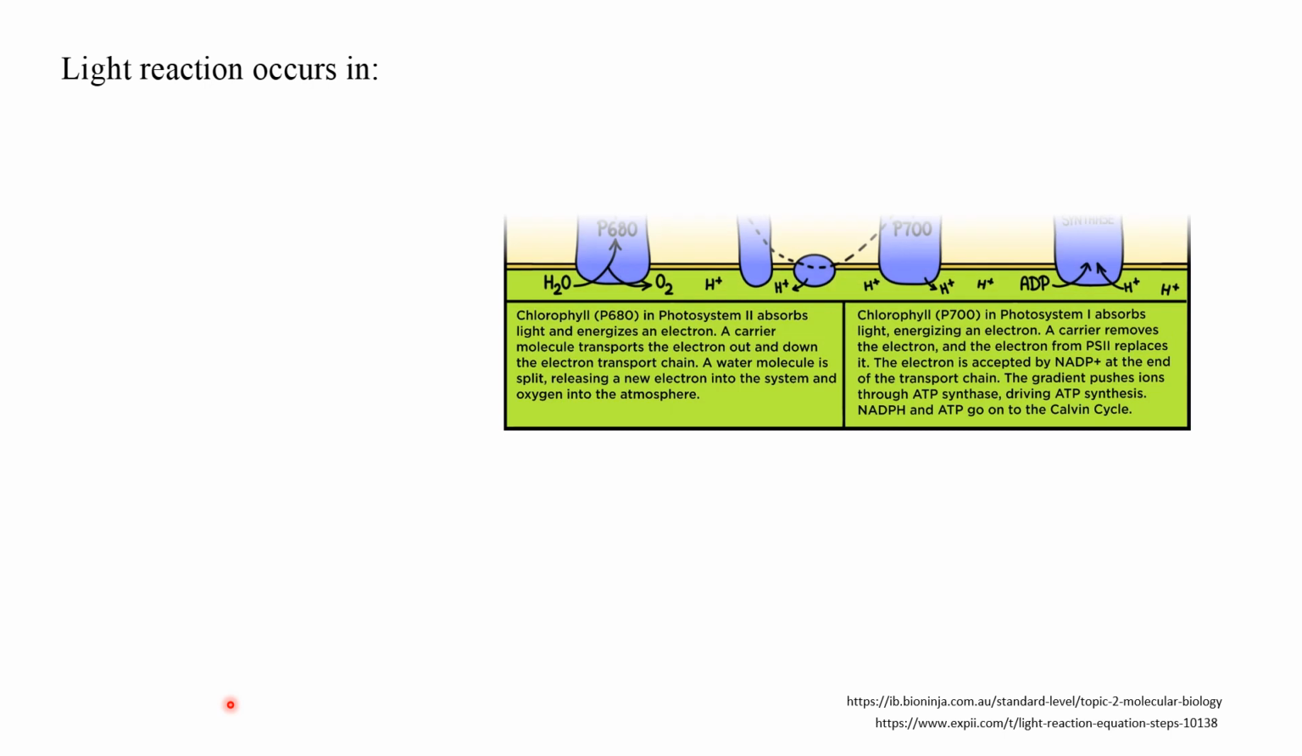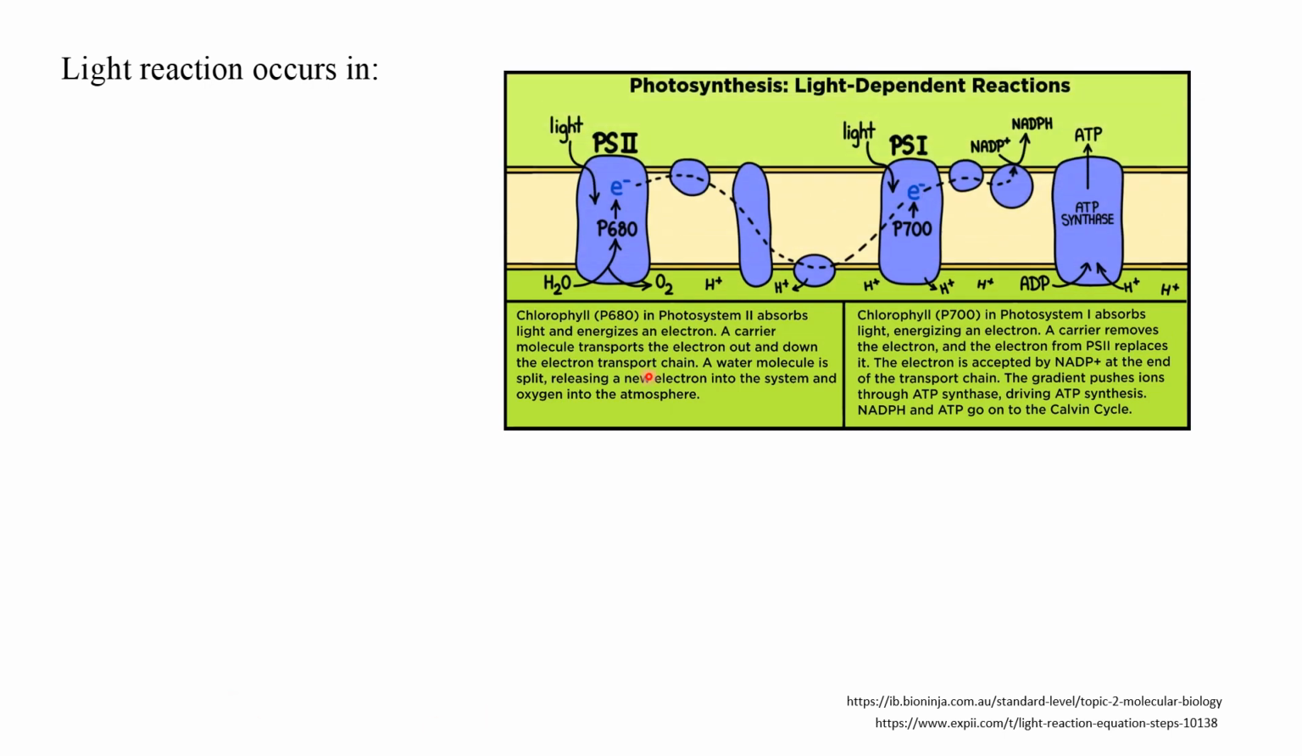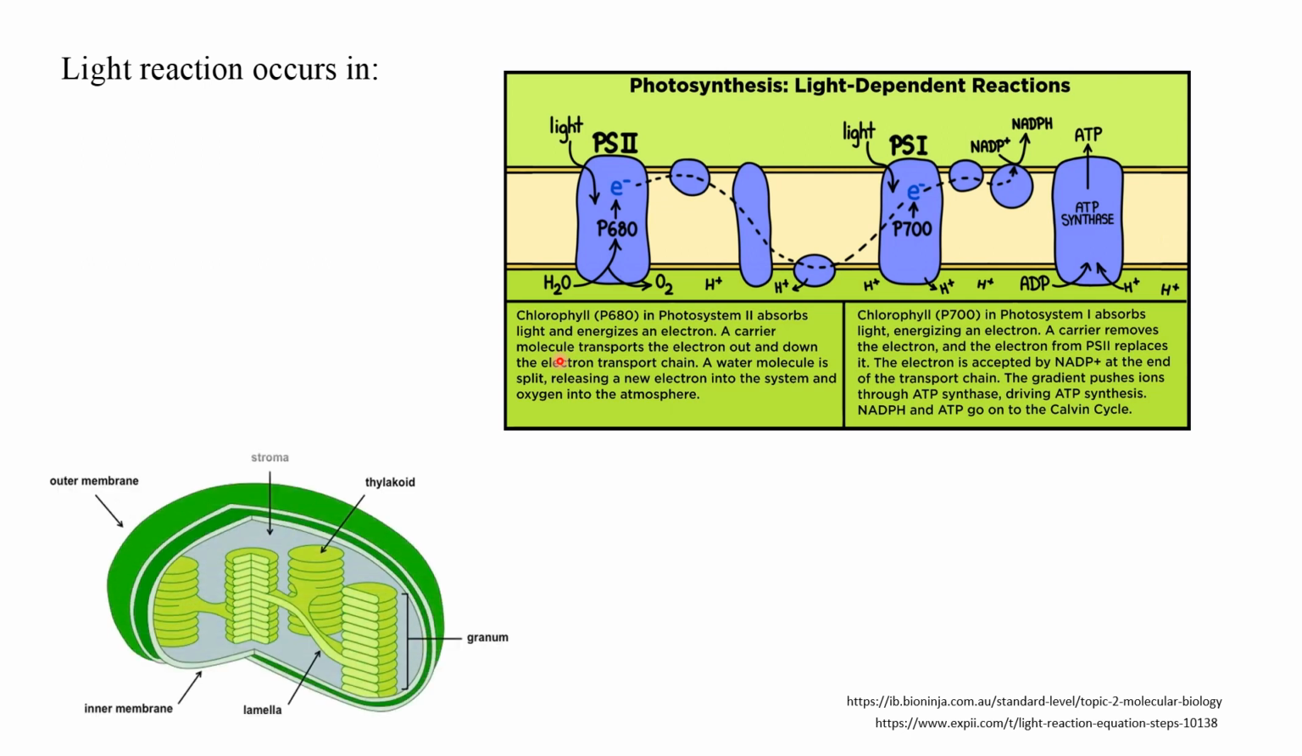Light reaction occurs in... So basically what is the light reaction? When the light hits chlorophyll A, it gets excited to a higher energy state, followed by a series of reactions. This energy is then converted into energy stored molecules such as ATP and NADPH using PS1 and PS2. So you can see here it is stored in NADPH. This entire process occurs in thylakoids of the chloroplast, which are these individual stacks.